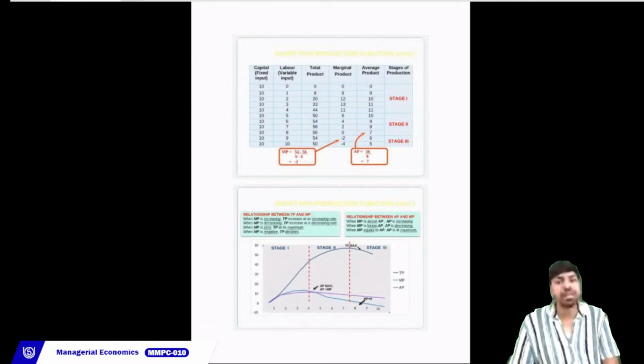56 by 7, 8. 56 by 8, 7. 54 by 9, 6. 50 by 10, 5. So these are the values that have been calculated from the total product, that is average product. So average product has been shown here. So that is how to show the average product.